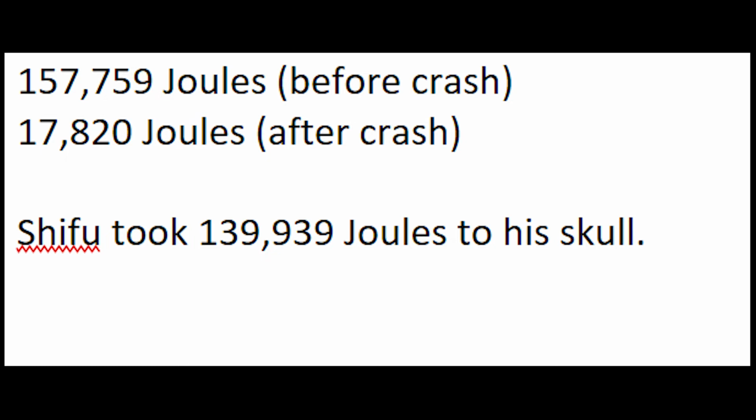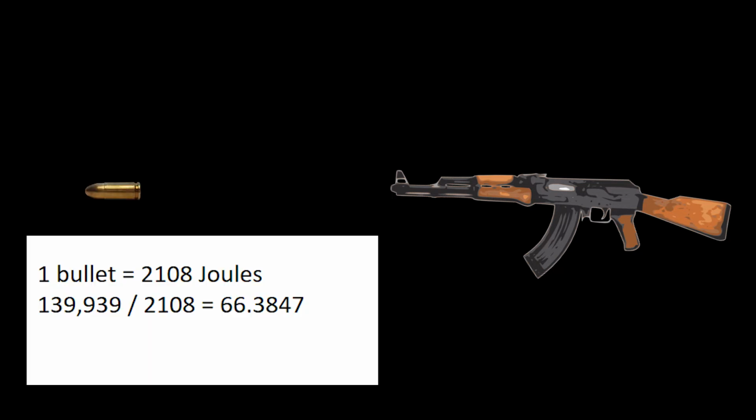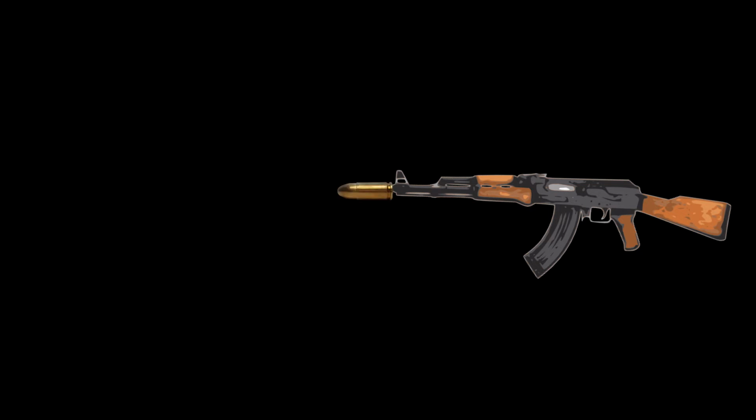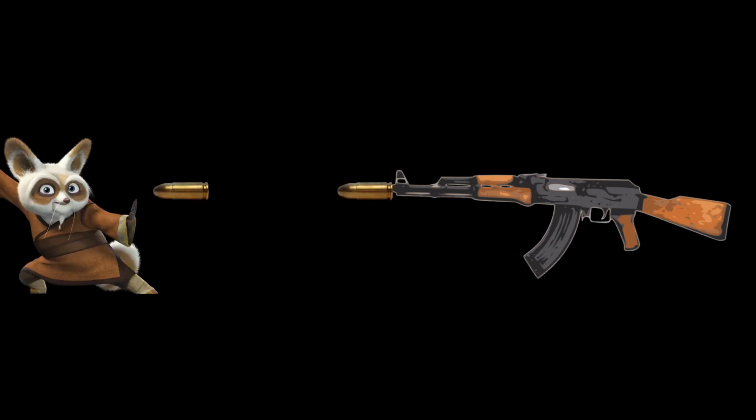This also means that Shifu took 139,939 joules of energy on his skull twice and was still functioning fine. To give you a reference, an AK-47 shoots out a bullet which contains 2,180 joules of energy. This means Shifu can technically take 66 of these bullets on his head at the exact same time, if they were evenly spaced out.